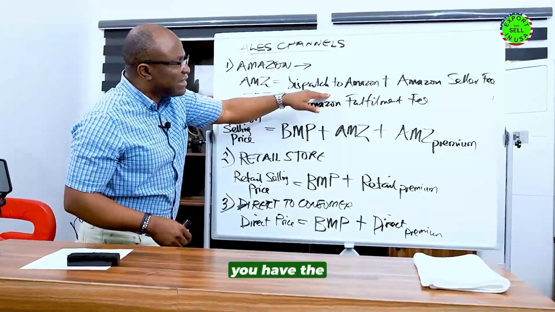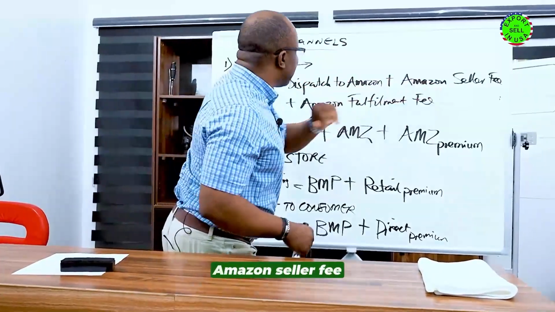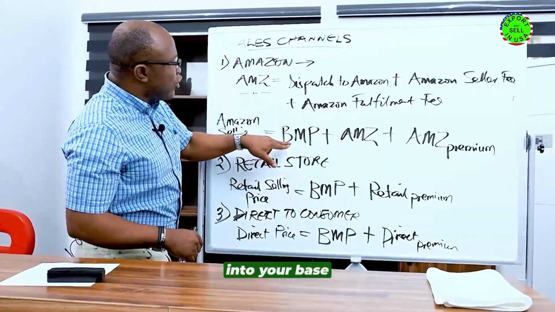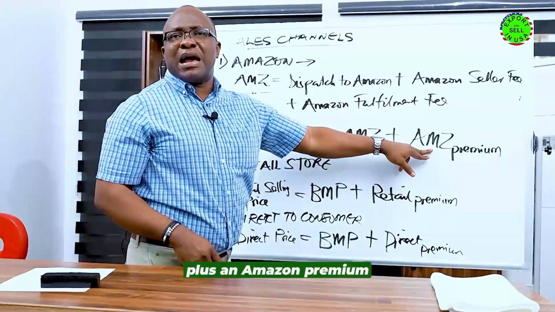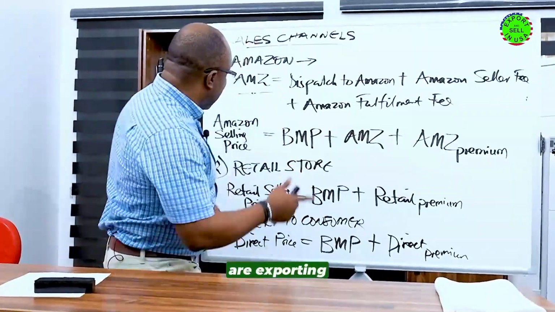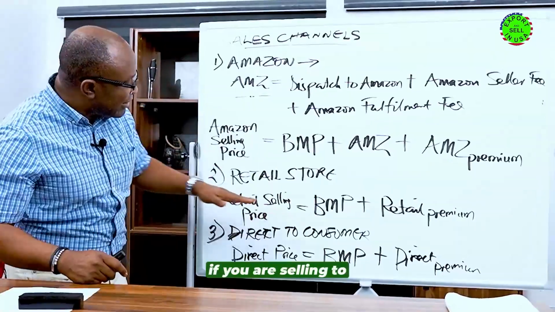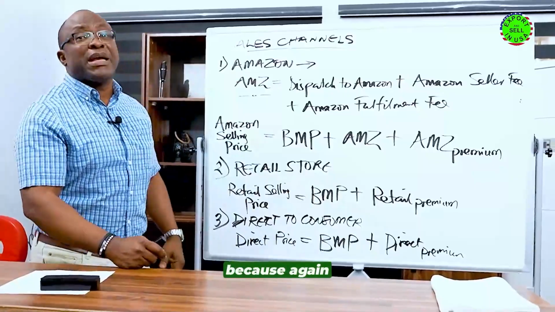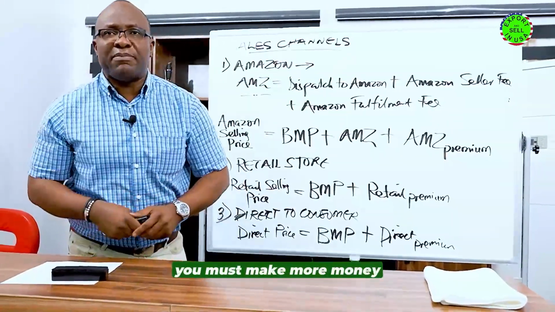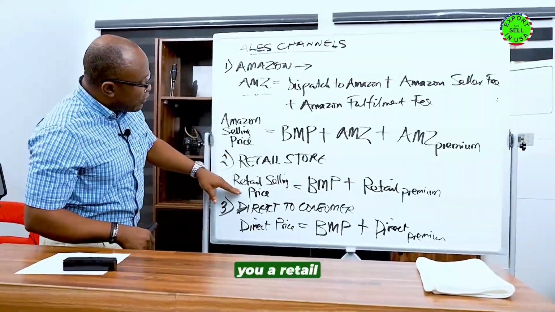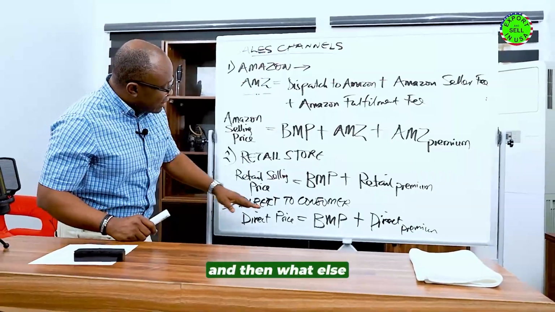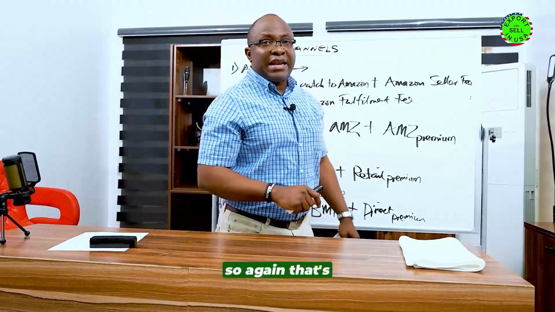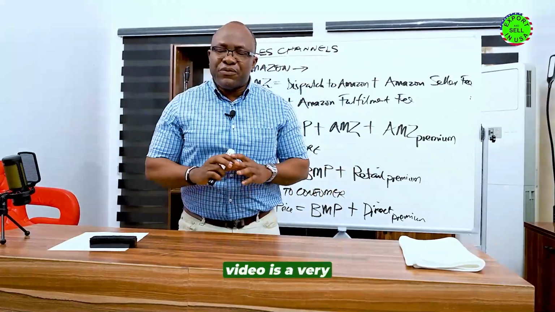In Amazon, you have the dispatch cost to Amazon, you have the Amazon seller fee, you have the Amazon fulfillment fee. You must add all that cost into your base minimum price plus an Amazon premium because you are exporting to get your Amazon selling price. If you are selling to retail stores, the base minimum price plus your retail premium, because again, you must make more money because you are exporting. That will give you your retail selling price. And then what else? Your direct to consumer, you add your direct premium. So again, that's the end of this video. It's a very easy process.